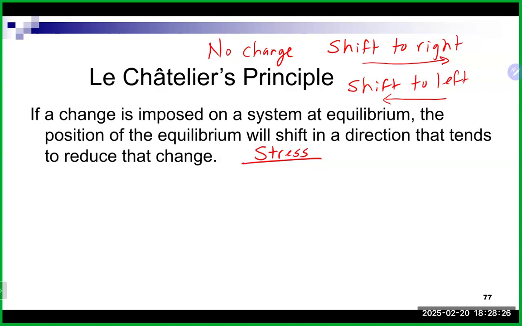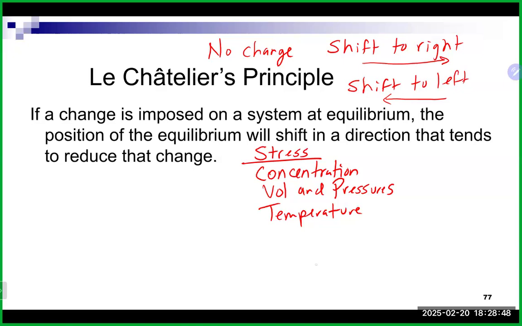And there's a few things that you could do that will stress out a system that's at equilibrium. You could do something with concentration. You could do something with volume and pressure if you're dealing with gases. You could do something with temperature. And you could also add a catalyst to it. So these are common stresses that you could do to a system that's at equilibrium.